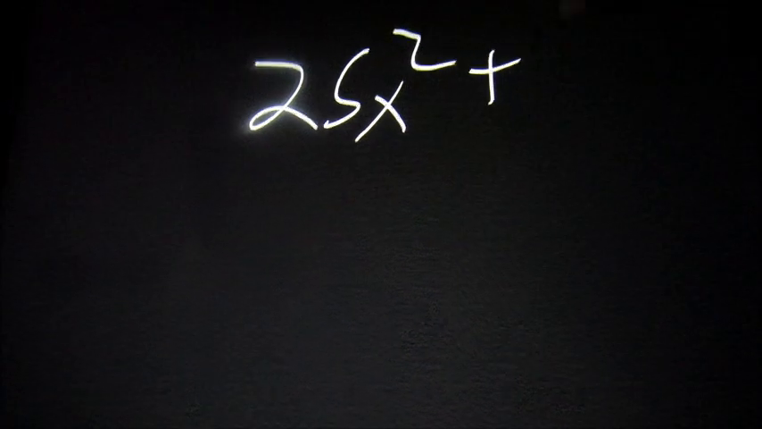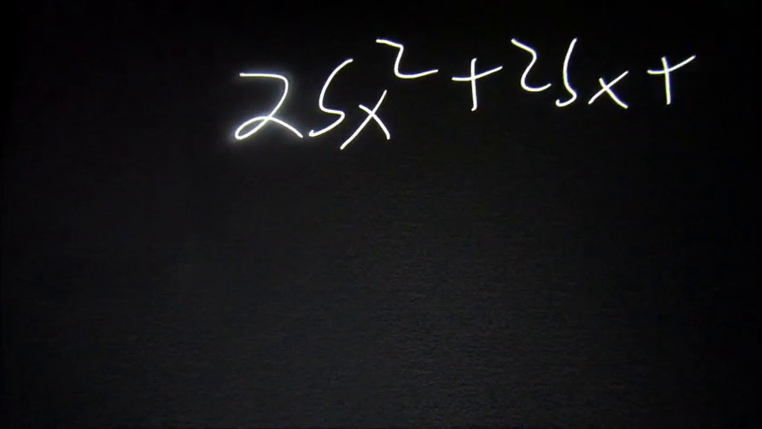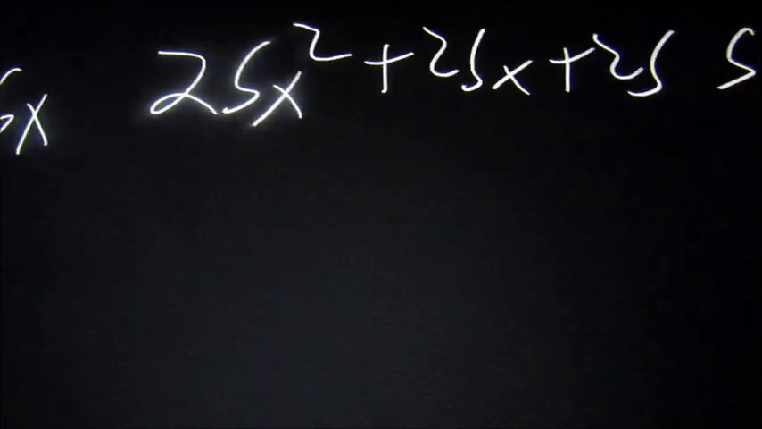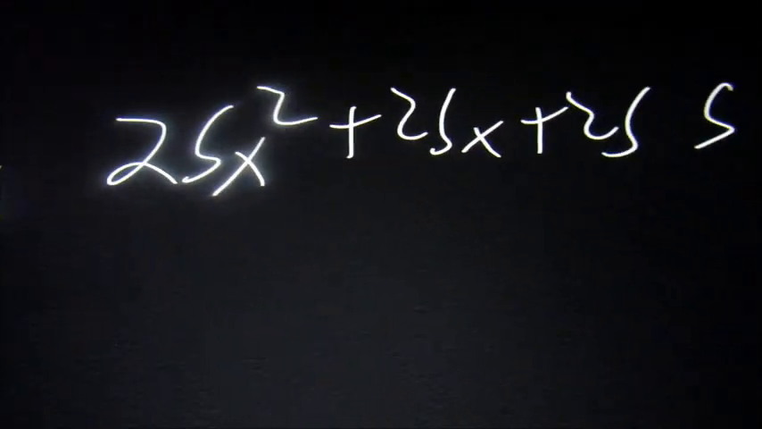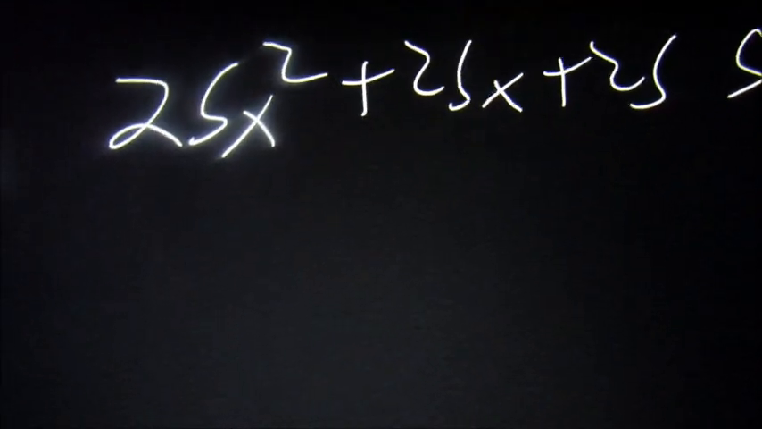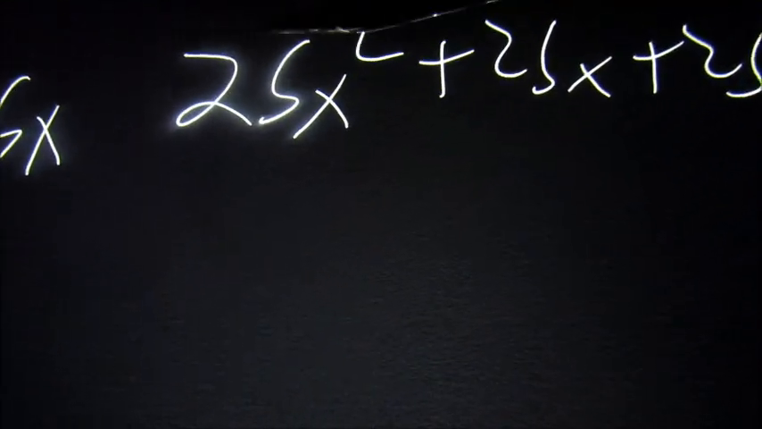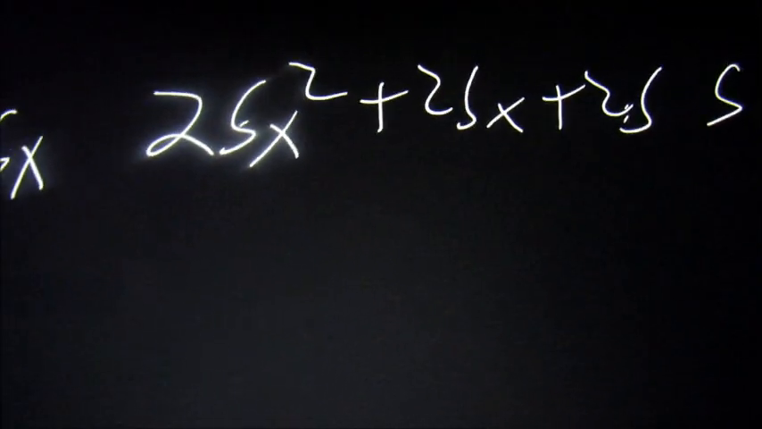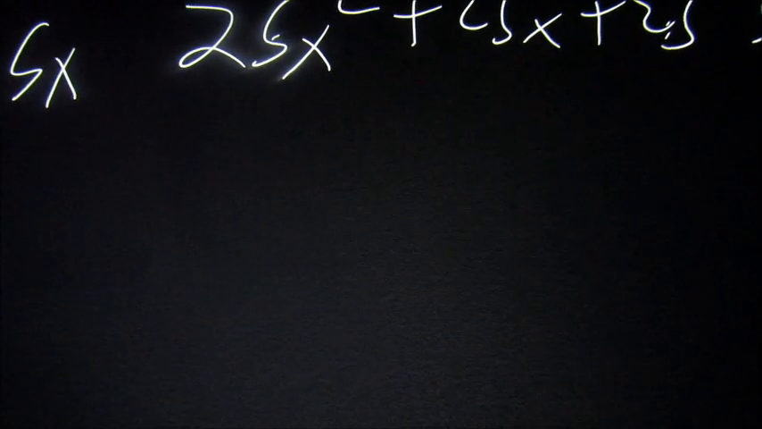Actually, let's look at this one. 25x squared plus 25x plus 25. Okay, so square root of 25 is 5. Square root of 25x squared is 5x. But 2 times 5x is 10x times 5 is 50x, which is not what this middle term is. So even though the first term is a perfect square and the last term is a perfect square, this is not a perfect square trinomial.